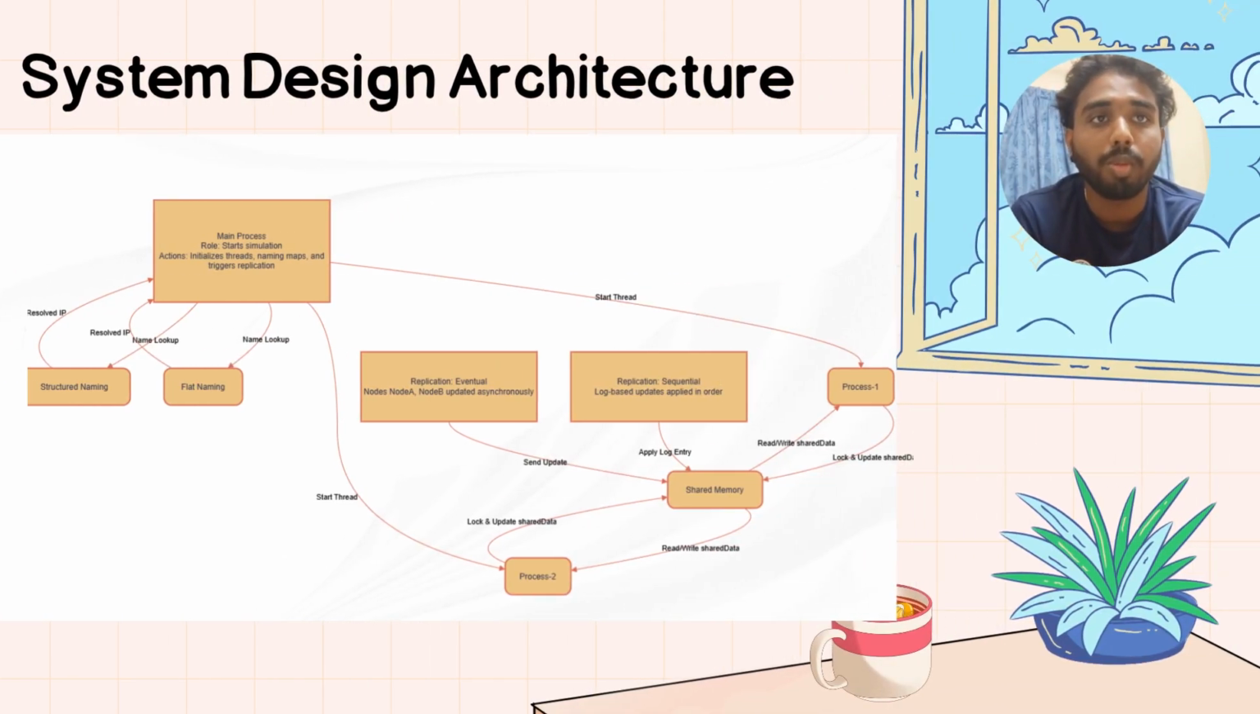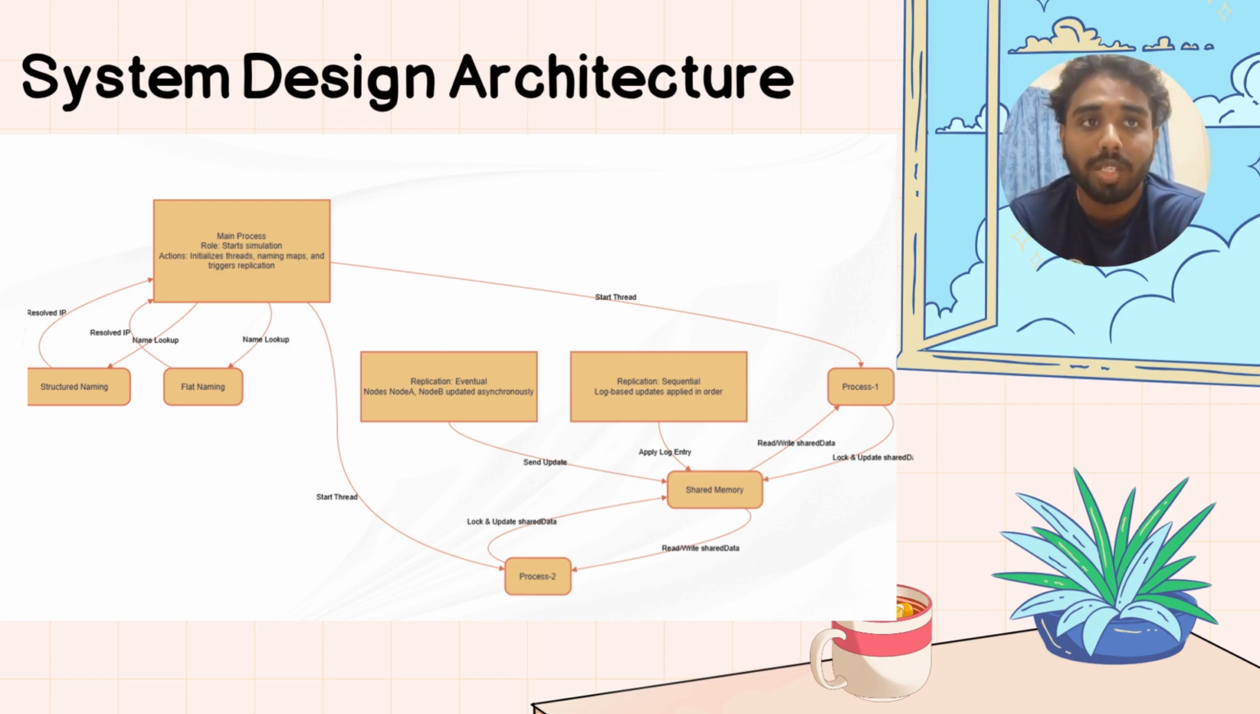So first of all, I'm going to explain about our system design architecture. We start with the main process, which initializes threads, sets up naming systems and triggers the replication. It interacts with two naming models, structured and flat naming, both resolving IPs for the nodes. Once the names are resolved, the main process starts threads for other components, including process 1 and process 2. Both interact with shared memory, which allows fast direct communication between processes by reading and writing shared data.